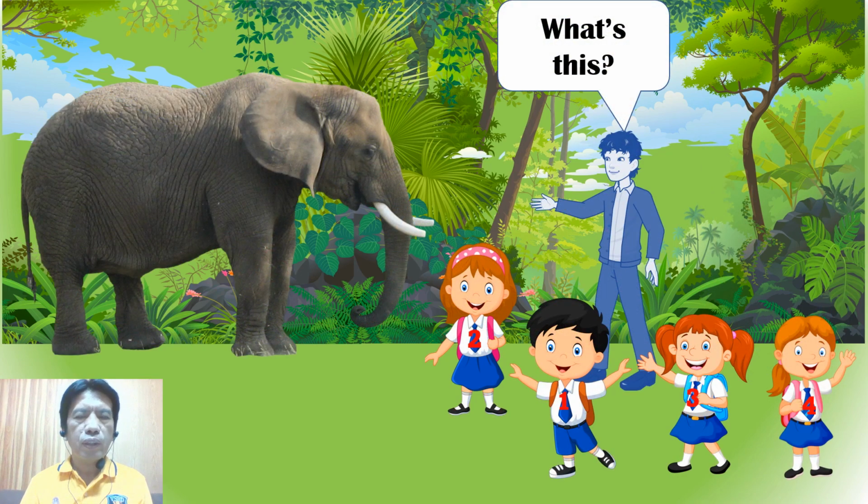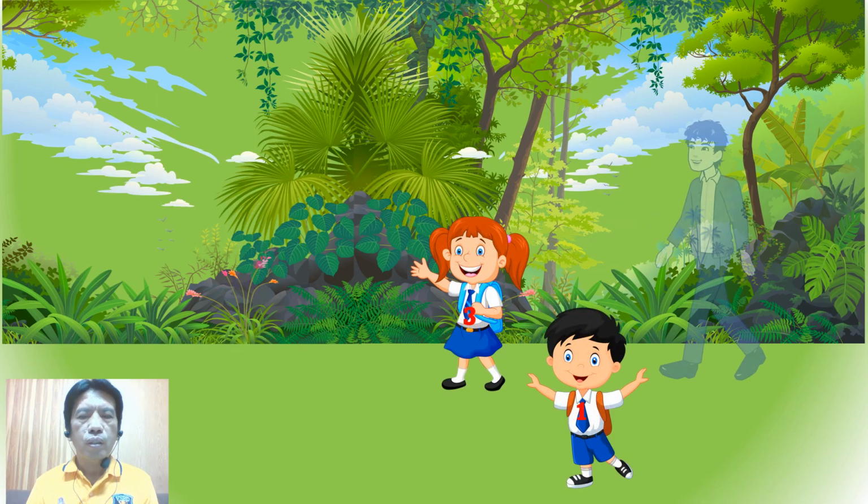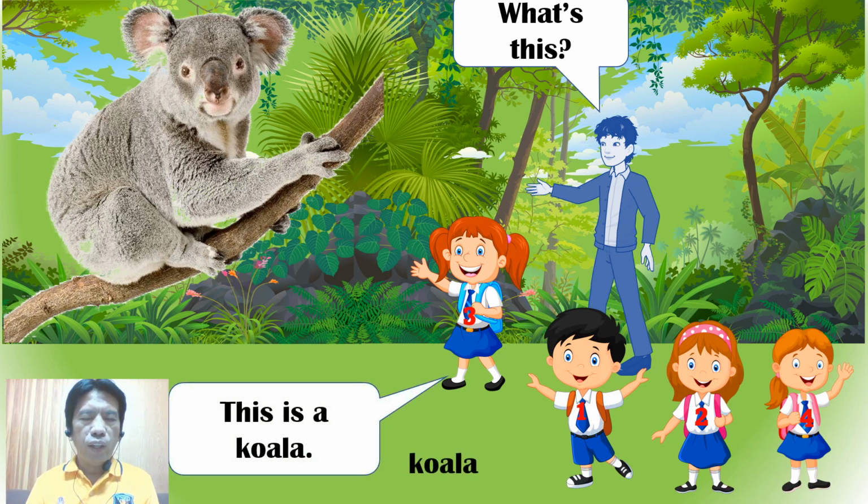What's this? Elephant. This is an elephant. Again, this is an elephant. It's your turn. What's this? Great job. What's this? Koala. Again, koala. This is a koala. It's your turn. What's this? Great job.